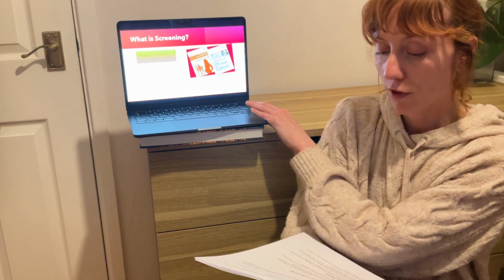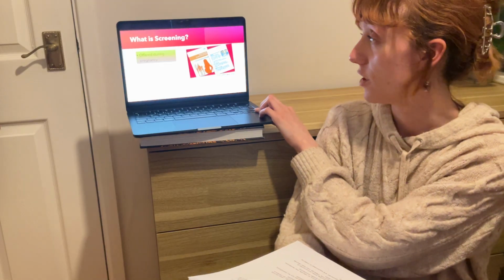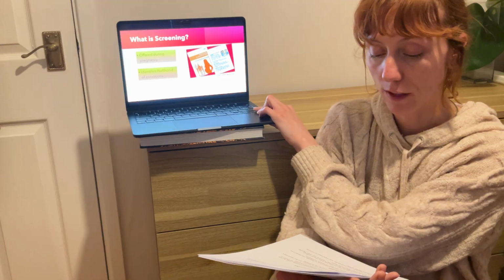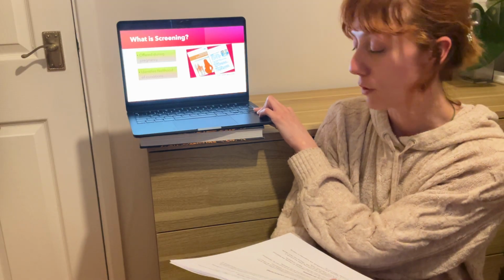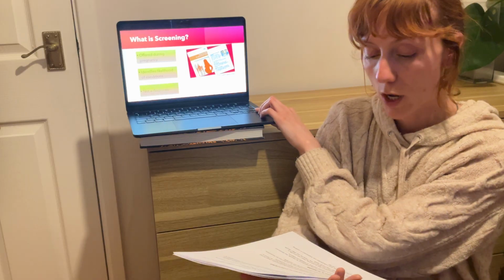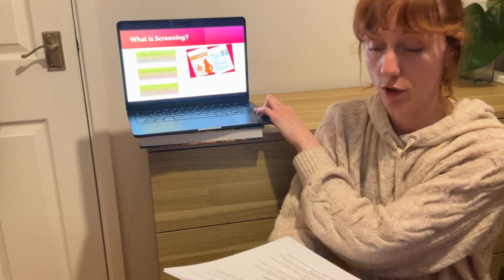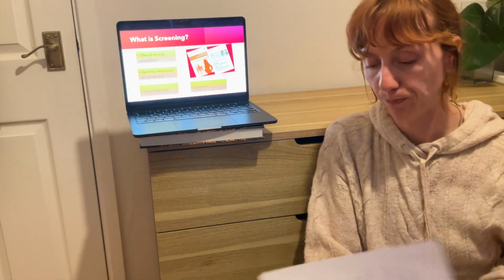Screening tests are offered during pregnancy to identify the likelihood that a baby may have a certain genetic or health condition. It is important to understand that screening does not provide a diagnosis, it only indicates the level of risk. Parents can decide whether to have further diagnostic tests, and all screening is optional, and individuals are supported in making informed choices.